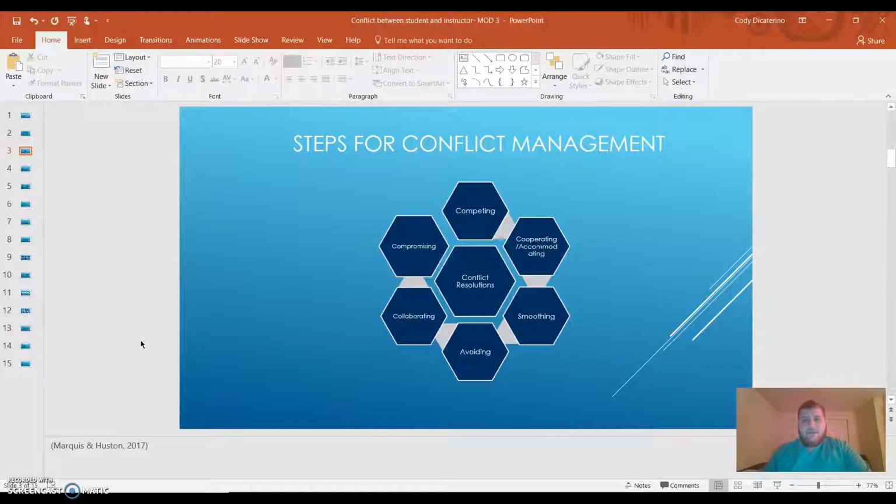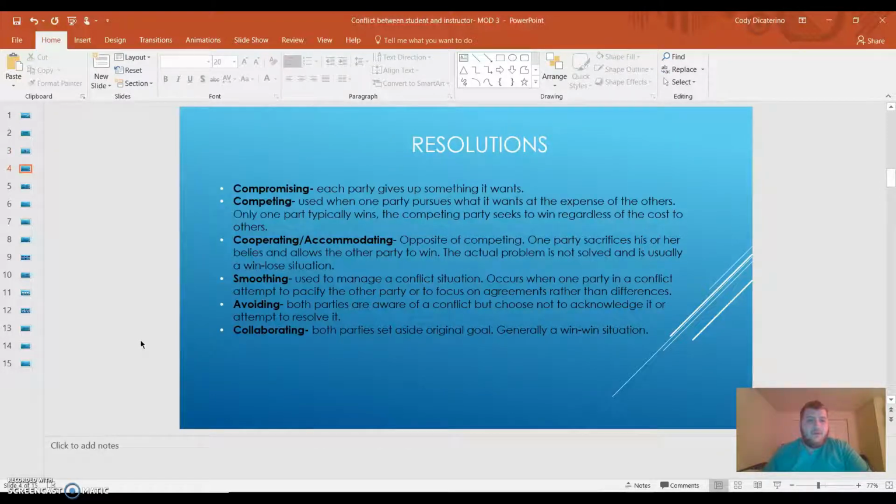Steps for conflict management. These steps all go hand in hand. So conflict resolutions: competing, cooperating and accommodating to the person, smoothing, avoiding, collaborating, and compromising as well. Resolutions, so these are the definitions for each. Compromising is when each party gives up something that it wants.